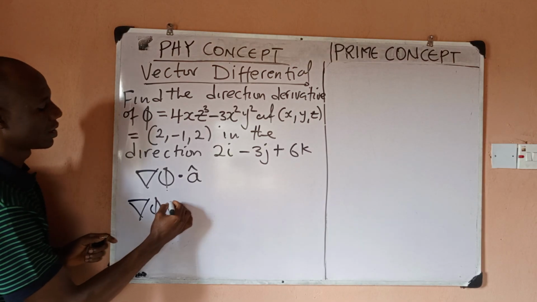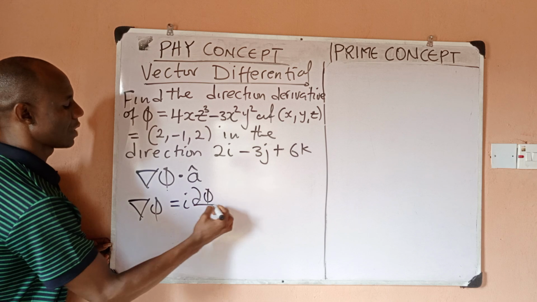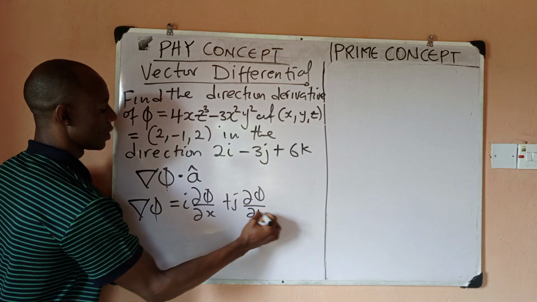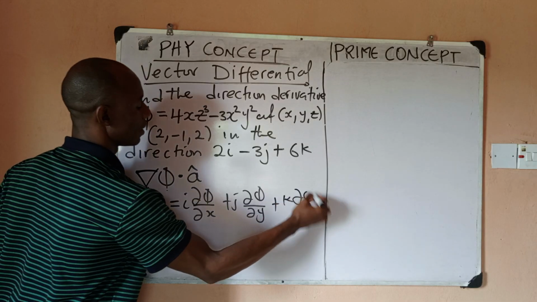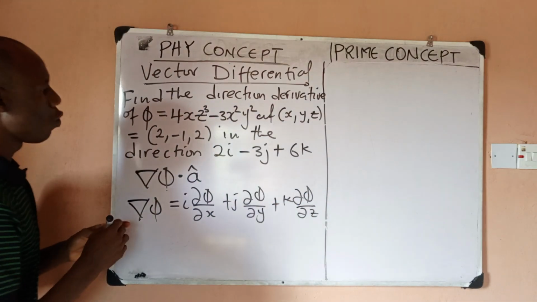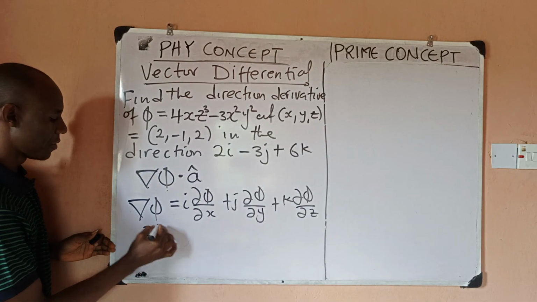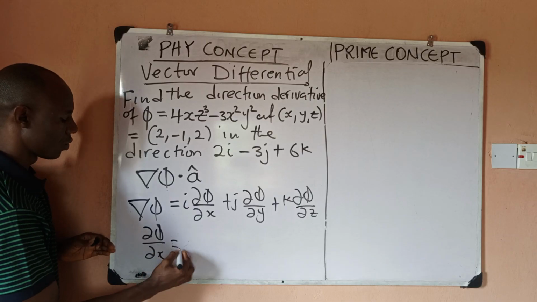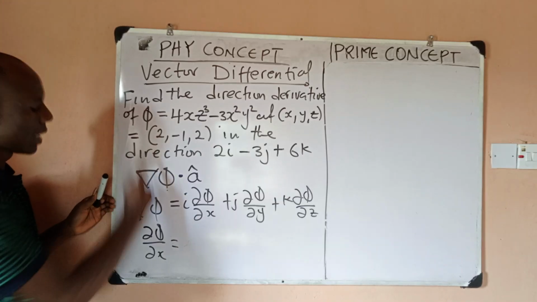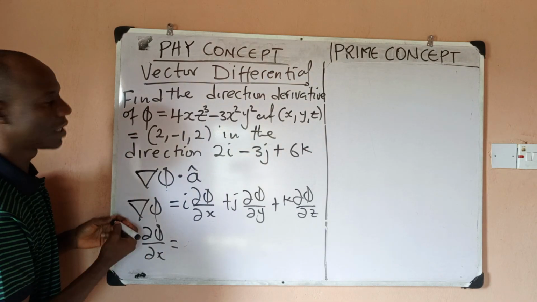Now this gradient is given by the formula i dφ/dx plus j dφ/dy plus k dφ/dz. I'm going to solve them one after the other, one at a time. So I would find the dφ/dx. Now this simply means we are differentiating this scalar with respect to x. Remember, this is a partial derivative.